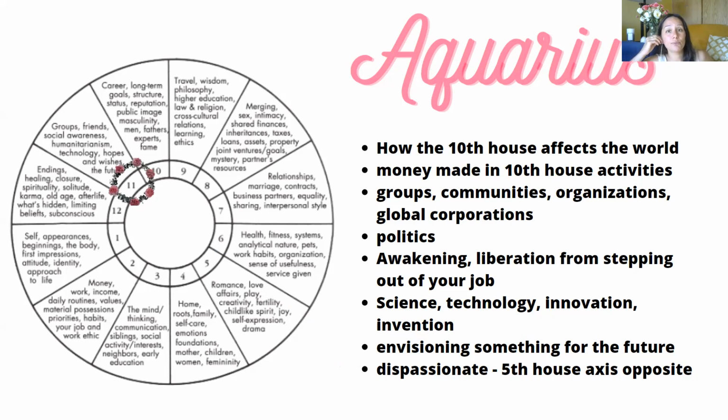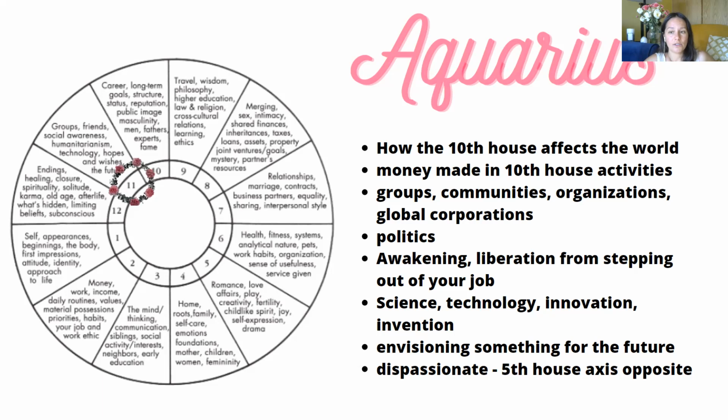So Aquarius represents groups, organizations, global corporations, politics. I imagine it as the collective. It's also a lot about freedom and liberation, awakening, and liberation from the seriousness of that job. Like, oh, I can go off and travel the world now, or I can start this philanthropy or hobby that I've always wanted to do, or it's envisioning something you can do with all that expertise and knowledge that you have from the 10th house. What do you want to now share with the world and your future?